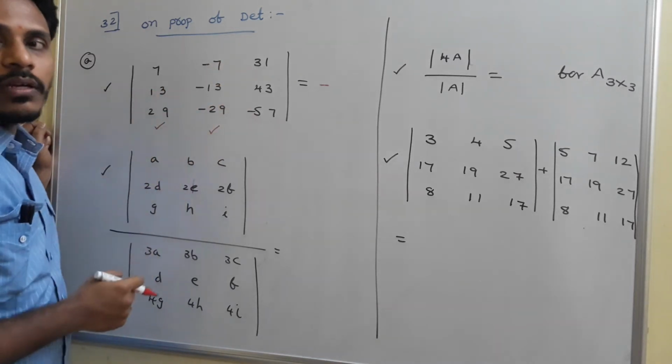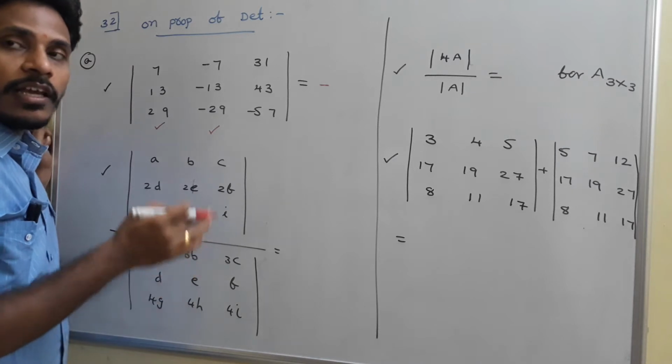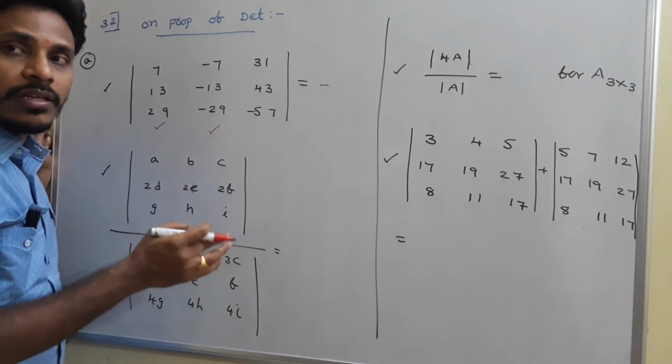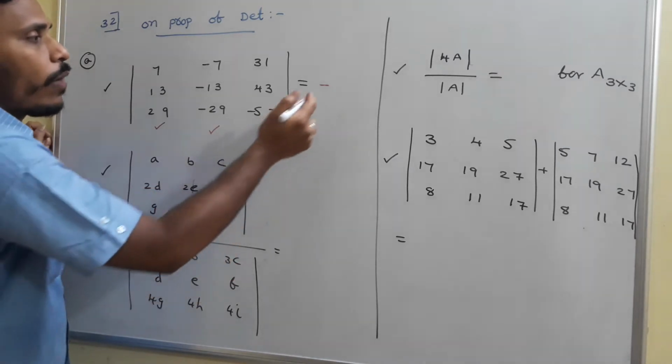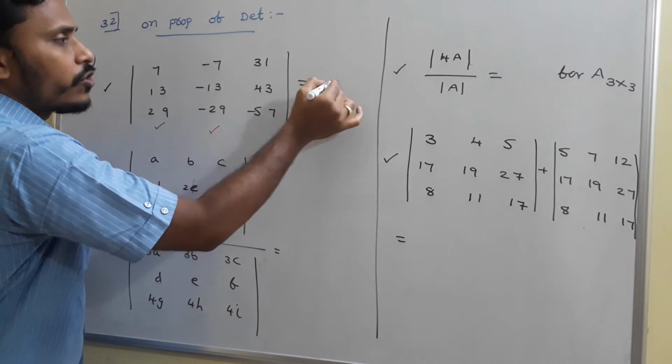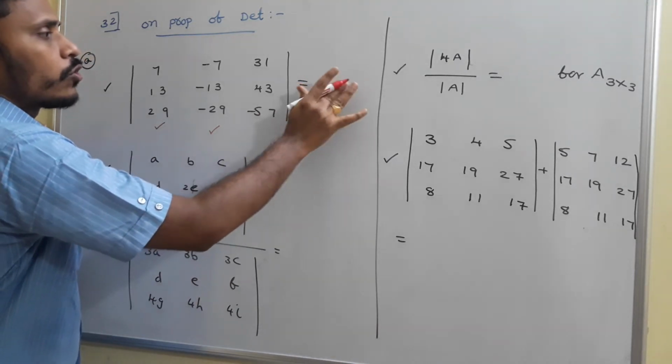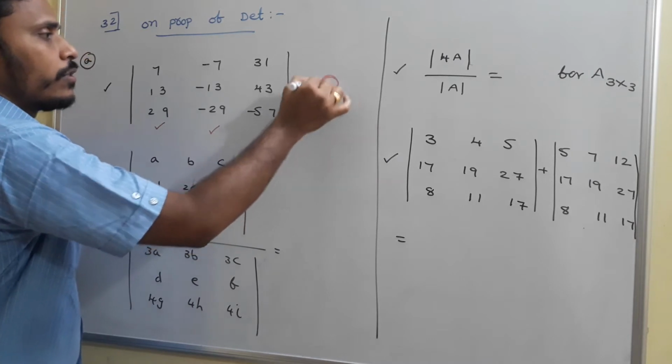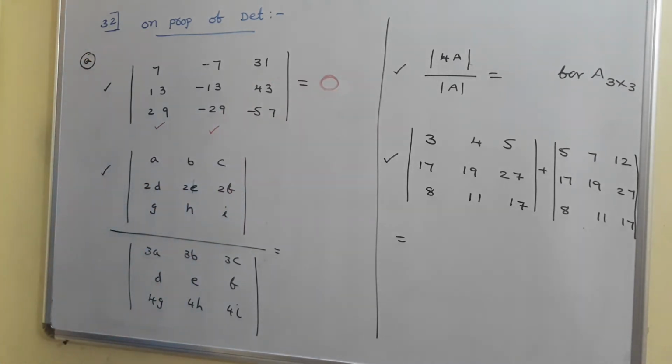That means two columns are same. As we discussed, if any two rows or any two columns are equal in a matrix, then its determinant value is 0. So minus 0 is simply nothing but 0. So the answer for this problem is 0. Okay, just have a look. That's the answer for the first problem.